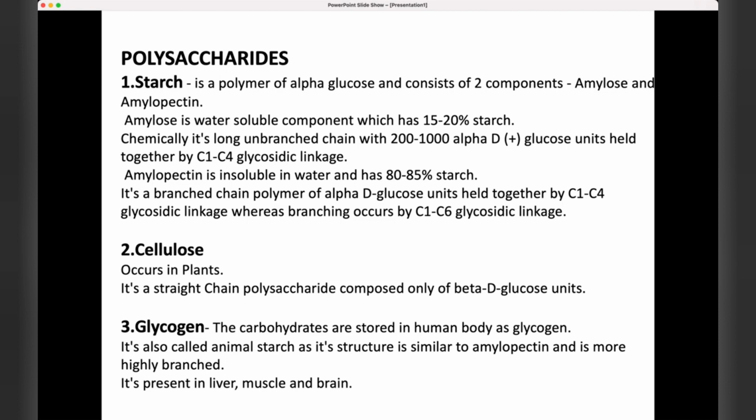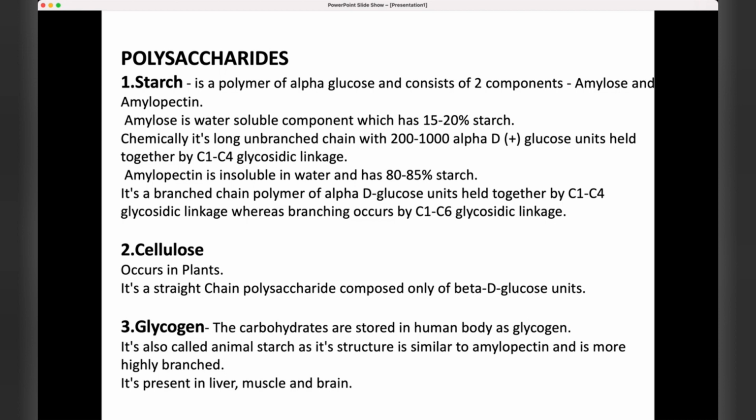And cellulose occurs in plants. This is a straight chain polysaccharide composed only of beta D glucose units. And please go through the structure of cellulose in the textbook. It is the most abundant organic substance in the plant kingdom, and it's a predominant constituent of the cell wall of plant cells. You might have learned that in chemistry.